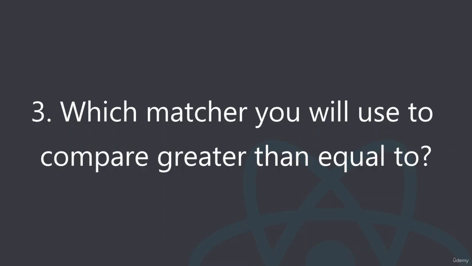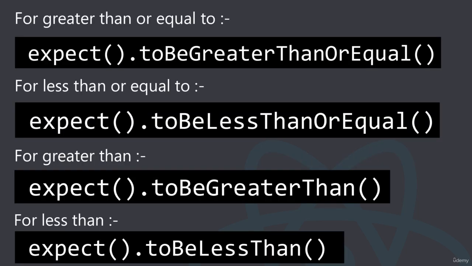Third question is, which matcher will you use to compare greater than or equal to? The same thing can be less than or equal to, greater than or equal to. Various options you can do with similar matchers. So you just have to say expect dot to be greater than or equal. So this matcher will help you to check the greater than or equal to situation, and there are other similar matchers which you can use for various comparisons.